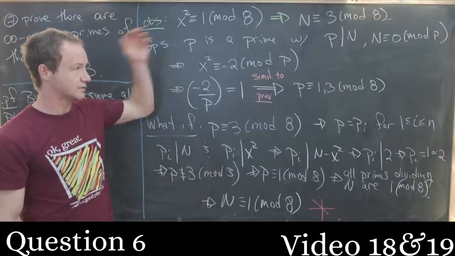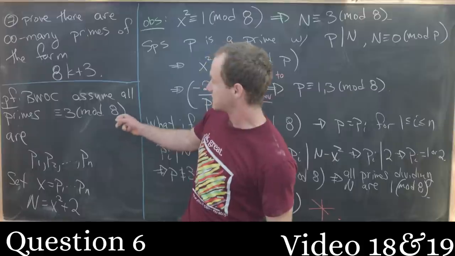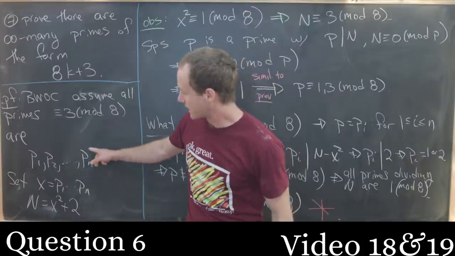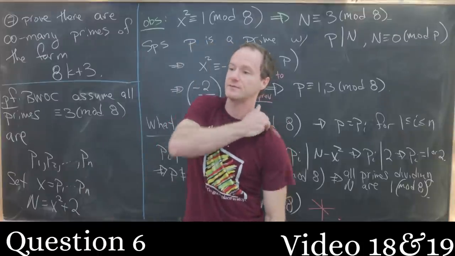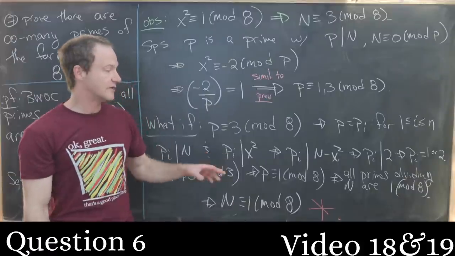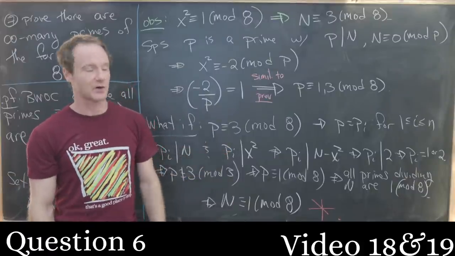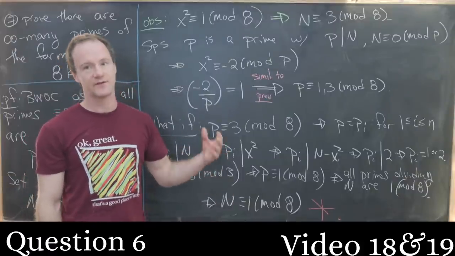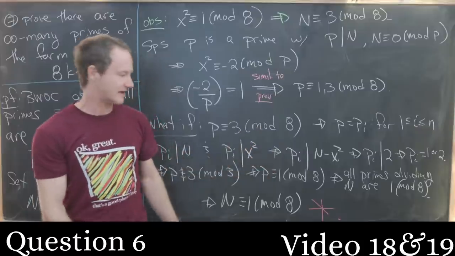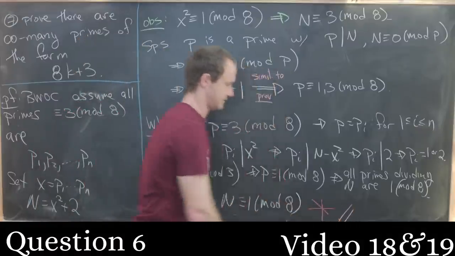Notice that all of this was logic. The only assumption we made was up here, where we assumed there were finitely many primes, so that must not be true. There are not finitely many primes of this form, which means there are infinitely many primes of this form. So that finishes this proof.